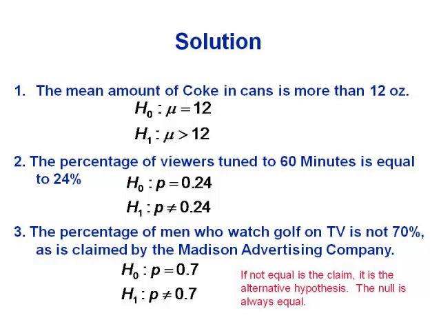And then the alternative, well, I'm not really told whether it should be greater than or less than, so I'll just make it a not equal, P not equal to 0.24. And then if I think the percentage of men who watch golf on TV is not 70%, well, the not equal is an alternative possibility, so P not equal to 0.7. Once you know the alternative, the null, the H0, should be pretty easy. You just keep the number the same, change it to an equal.